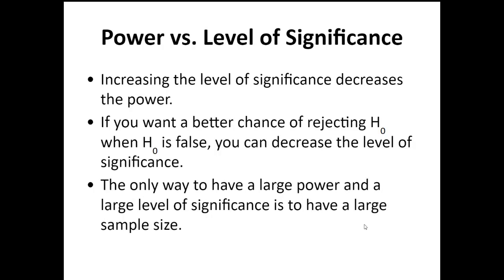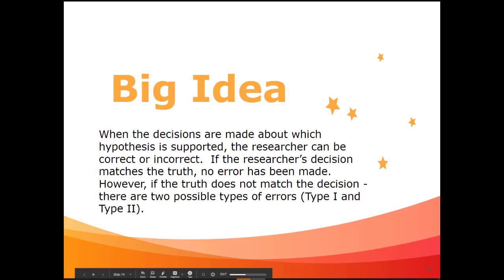Increasing the level of significance automatically decreases the power, because if your level of significance is too small, you might not be able to reject anything. If you want a better chance of rejecting the null when the null is false, you can decrease the level of significance, but then you risk committing a type 1 error. The only way that you can fix it, meaning having large power and also having a large level of significance, so you can avoid either type 1 or type 2 error, is to have a large sample size.